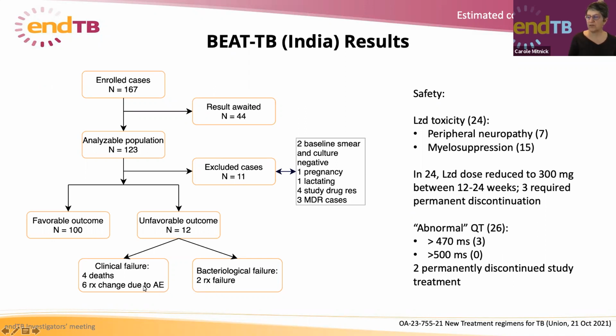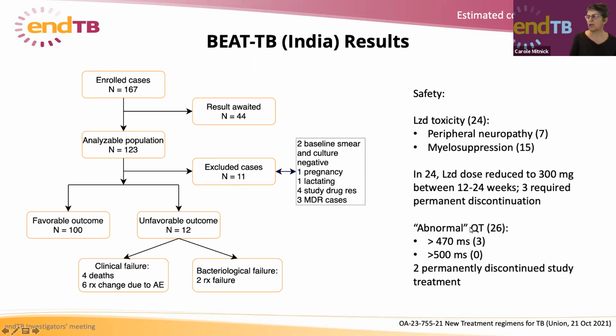Like we've seen previously, the toxicity-driven unfavorable outcomes are the most common reasons, although it's a smaller ratio than in some of the other studies so far. And this is just a snapshot on some of the toxicity. You can see there was quite a bit of linezolid toxicity with the 600 milligram dose, and reducing it to 300 milligrams daily at some time between 12 and 24 weeks seemed to improve the safety profile, and only 3 of these patients required permanent discontinuation.